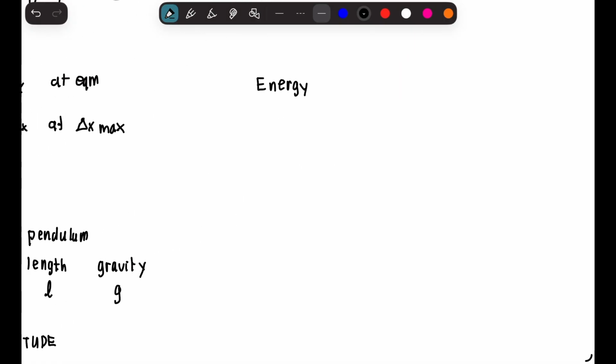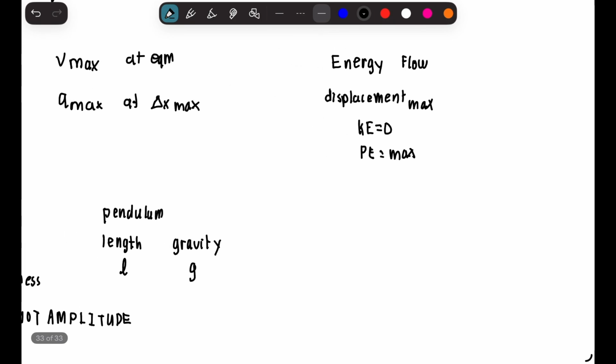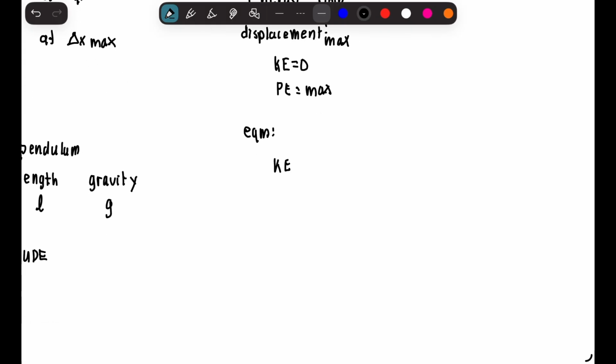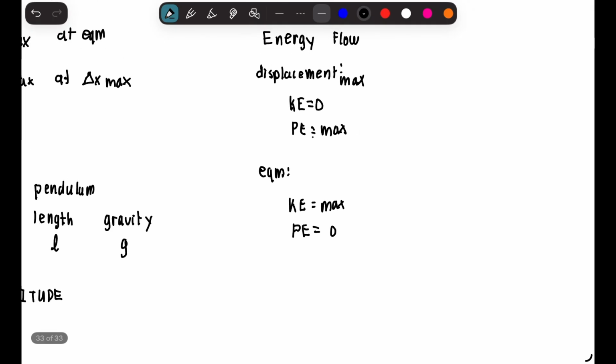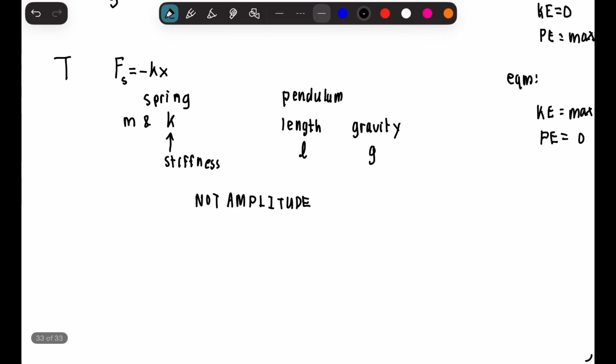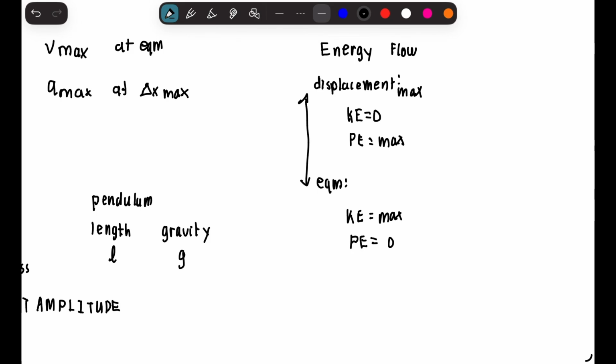Let's quickly talk about the energy flow. At your displacement max, kinetic energy is equal to 0. Potential energy is max. Again, at your equilibrium, kinetic energy is going to be max. Potential energy is equal to 0. As we can see here, potential energy is greater when you're farther away from equilibrium because you have the potential energy to be stretched back or compressed more. So from here, our energy constantly swaps from equilibrium to displacement, back and forth.